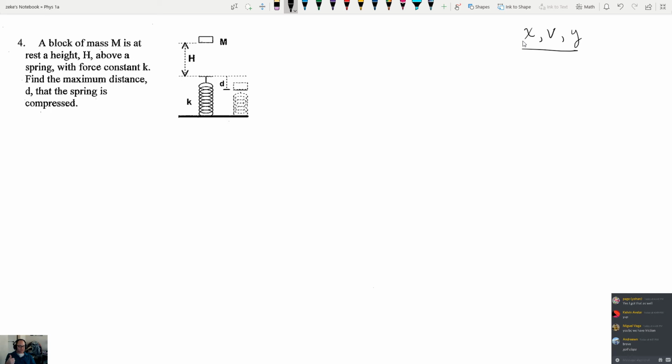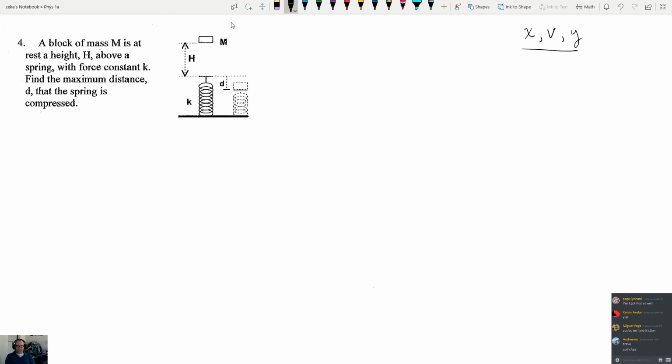Compression of the spring is x, v is velocity, y is elevation above the earth, okay? Those are the only three variables that we care about. So what we really want to show on our picture is what the values of those variables are at two different locations. You need at least two different points to use the energy equation. So we have them. We're going to have the starting point where the block starts up here from rest, and the ending point where the block maximally compresses the spring. And we're going to write down what these variables are at each one of those locations.